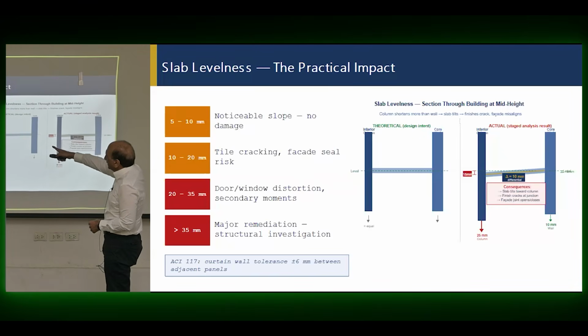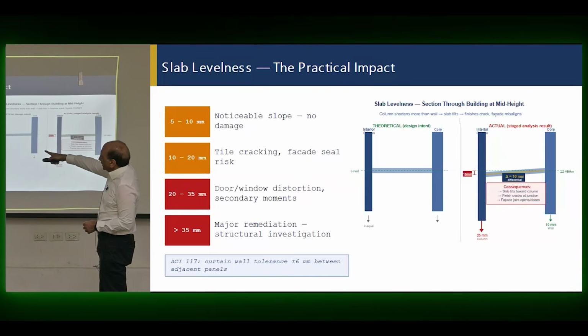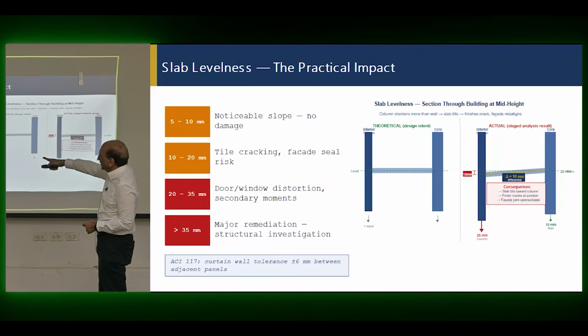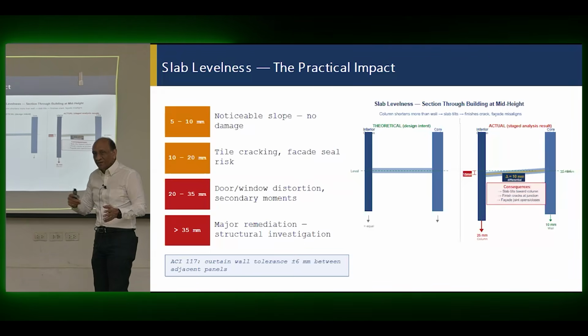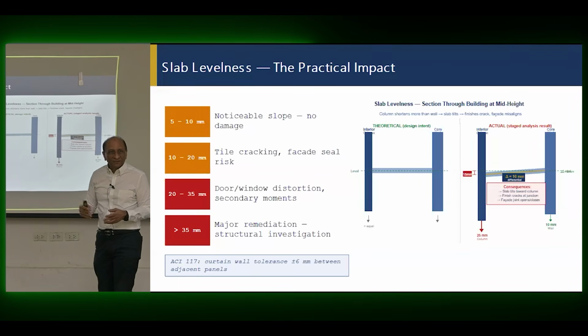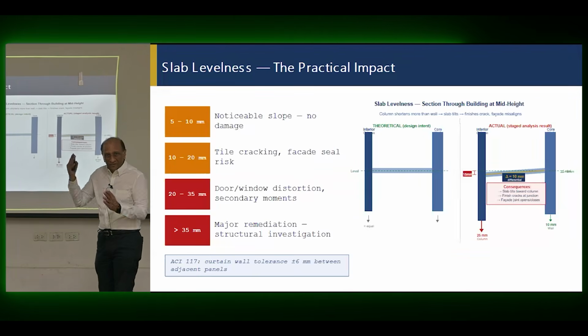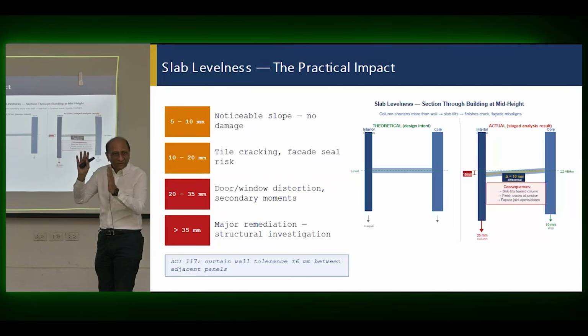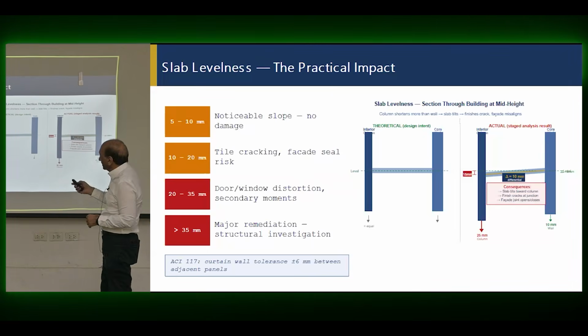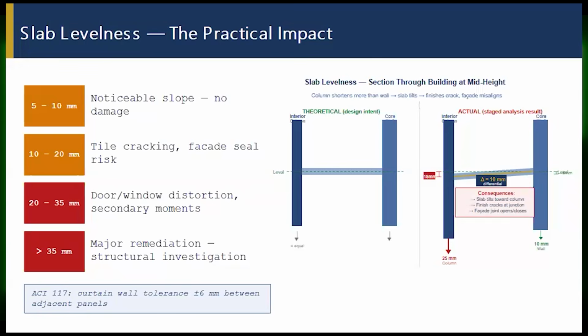So then it will affect the slope, tile cracking, facade seal risk, leakage, door and window distortion. Doors are not closing. Some door is always opening. Some door is always closed because of this kind of thing, right? They're jamming up because things are moving up and down. So these small things that people notice in their building are actually originating from these long-term effects.